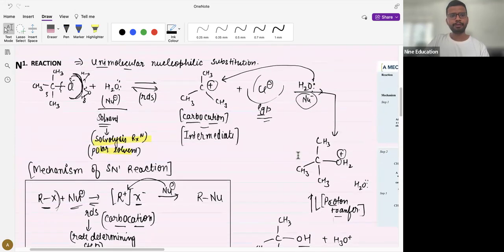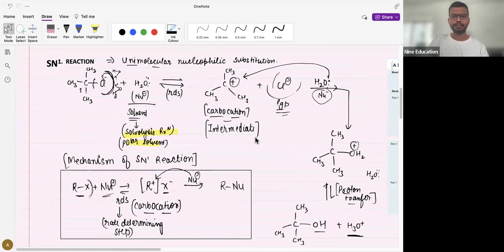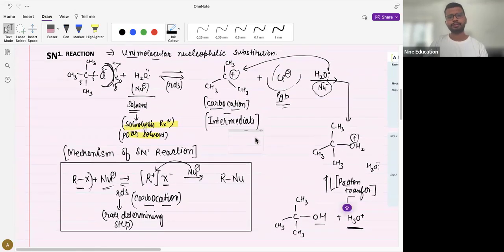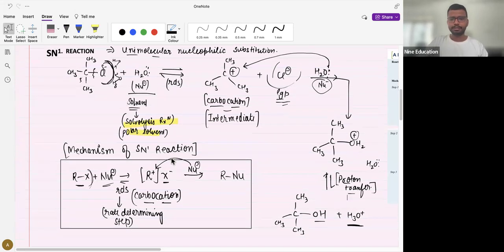So write this in your copy. Mechanism of SN1. This is our SN1 reaction. ये SN1 हमारी रिएक्शन है, और ये हमारा मैकेनिज्म है.